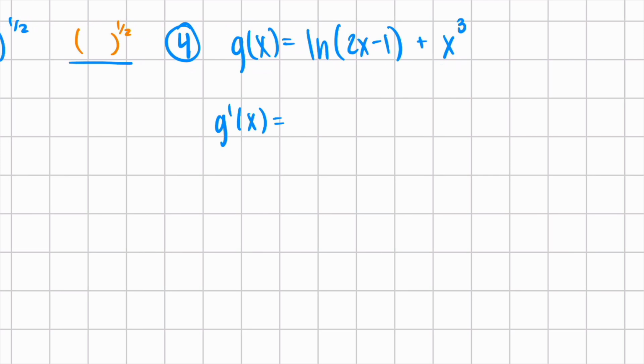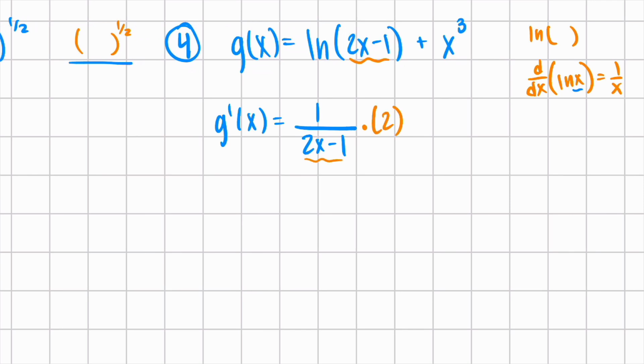So for my first term, my outer function is natural log, and my inner function is 2x minus 1. The derivative of natural log of x is 1 over x. So my first derivative for g of x, I'm going to have 1 over, instead of x, I have 2x minus 1. That all stays the same because that's my inner function. Multiply by the derivative of the inner function. Derivative of 2x minus 1 is 2. I now have taken the derivative of my first term.